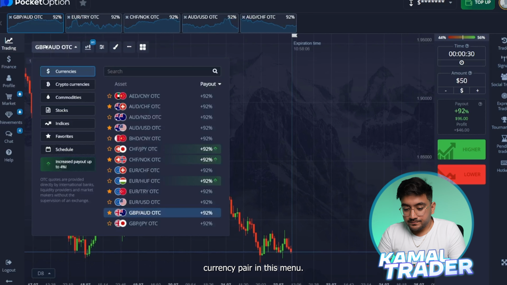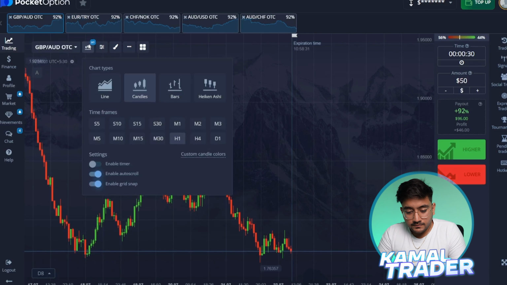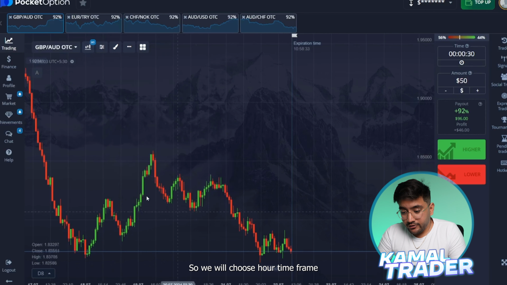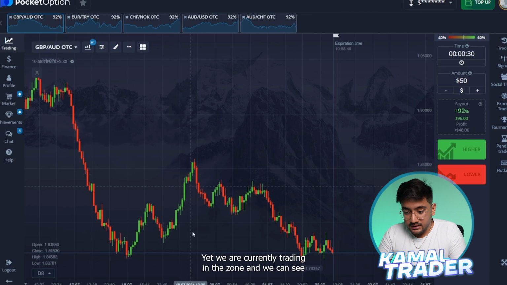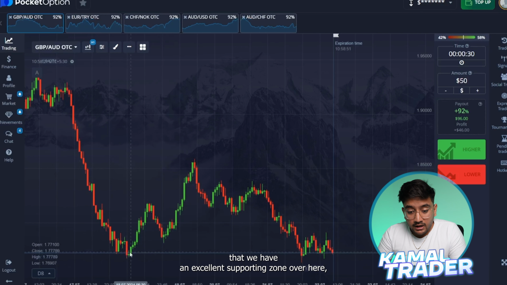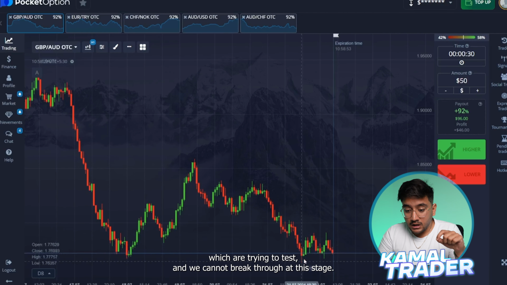Initially, let's look at the whole picture. We'll choose our time frame and see the overall picture on this asset. We are looking at the Australian dollar and we can see what kind of picture we have. After a good assessment of the asset, we can say that we are currently trading in this zone, and we have an excellent support zone over here which we are trying to test, and we cannot break through at this stage.